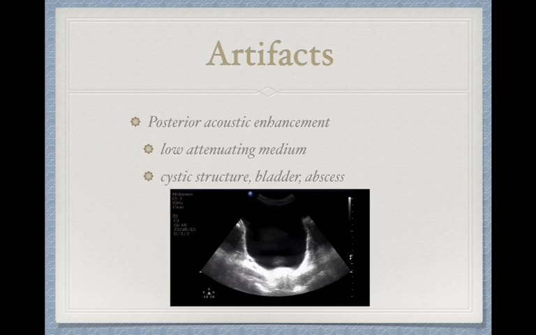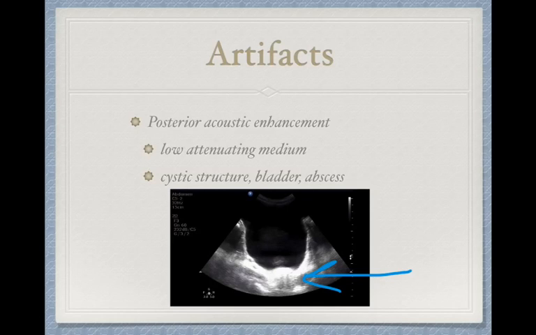So the next image we've talked about already, so I'll move fast past this. This is just posterior acoustic enhancement. So that's this bright white imaging in the bit behind any sort of low attenuating matter or things that aren't going to reflect back very strong. So these are going to be things like bladder, urine-filled, fluid-filled things. So abscess, any cystic structure, you're going to see posterior acoustic enhancement.